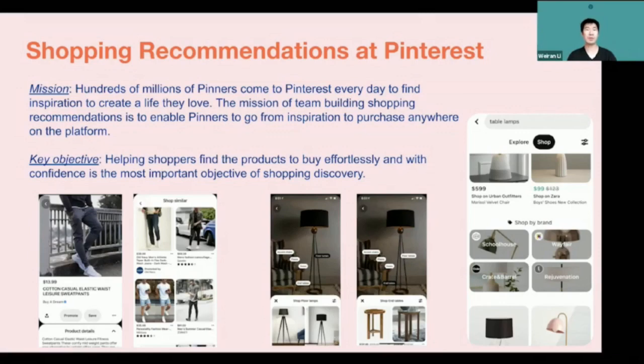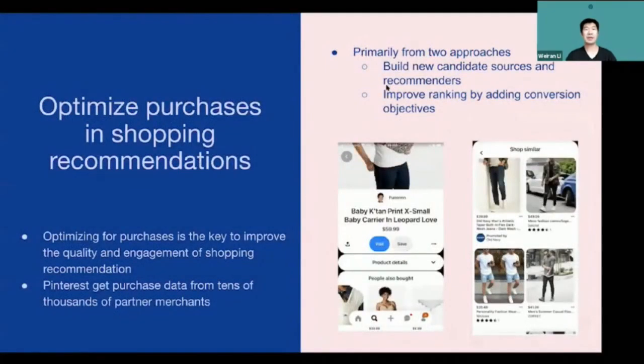So helping shoppers find the products to buy most effortlessly and with confidence is the most important objective of shopping discovery. There are many exciting projects in our team in terms of improving shopping experience, but with the time limitation, we will focus on our recent development on optimizing purchases, which we believe is the essence of improving the quality of shopping recommendations. And at Pinterest, we are empowered to do that since we get purchase data from tens of thousands of partner merchants. There are two primary approaches in our recommendation stack for this goal.